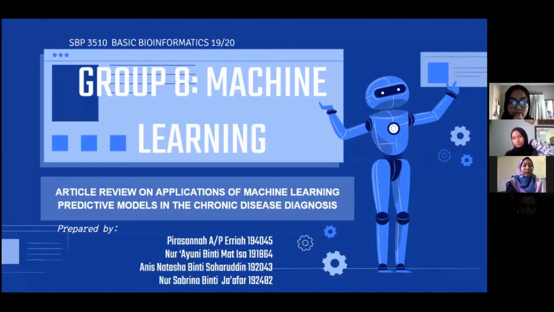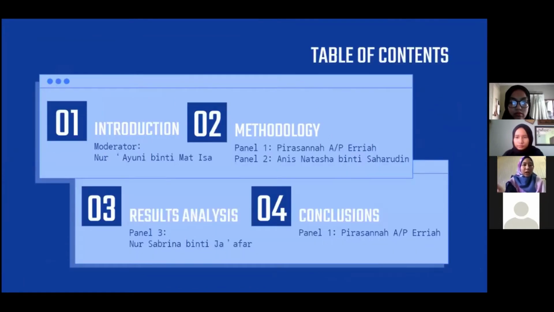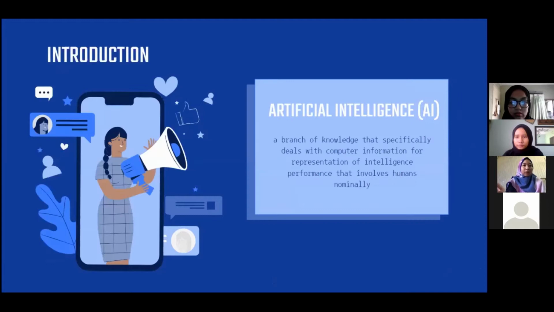So our discussion today is about application of machine learning predictive models in diagnosis of chronic diseases. Okay, so before going further, let me briefly give some explanation regarding the topic of our discussion today, which is related to artificial intelligence. So it can be defined as a branch of knowledge that deals with computer information in order to represent intelligent performance nominally involving humans.